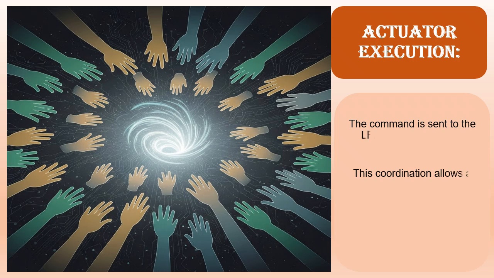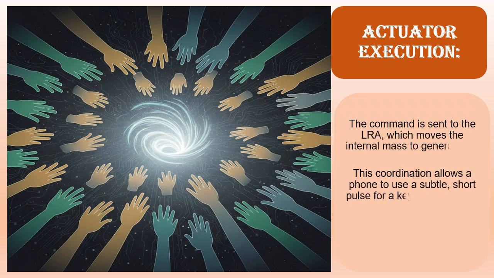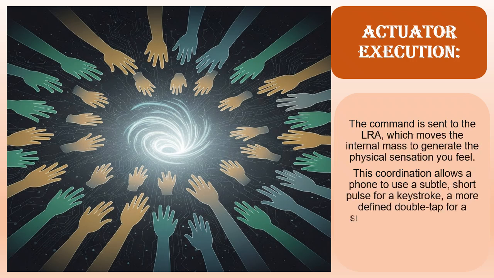Actuator execution. The command is sent to the LRA, which moves the internal mass to generate the physical sensation you feel. This coordination allows a phone to use a subtle, short pulse for a keystroke, a more defined double tap for a successful file transfer, or a continuous pattern for a gaming rumble.